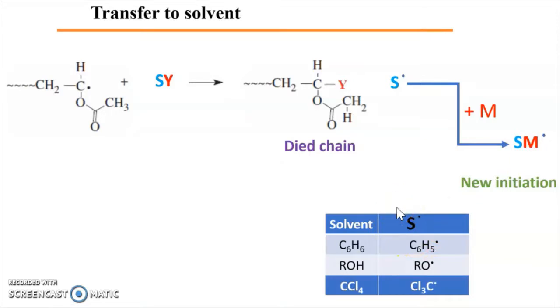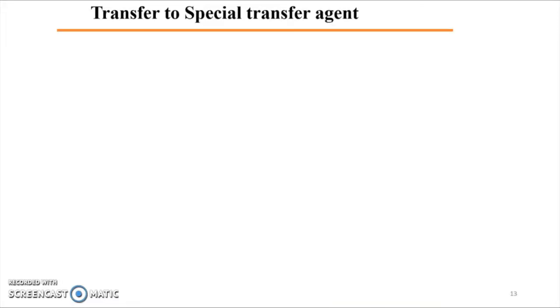So to avoid this transfer case, the solvent should be well chosen during polymerization. Because if I don't want to have a high dispersity in the medium, I should limit the possibility of transfer steps. The last case of transferring is transfer to a special transfer agent.